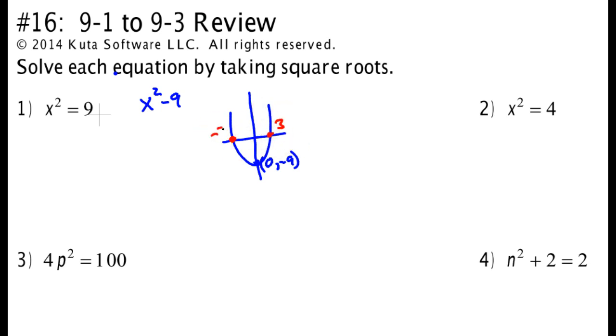3 and negative 3. So the answers to this question right here, by taking the square root of both sides, gives us these x-intercepts. We get 2 answers. X equals negative 3 and x equals positive 3, and write your answers in this format.